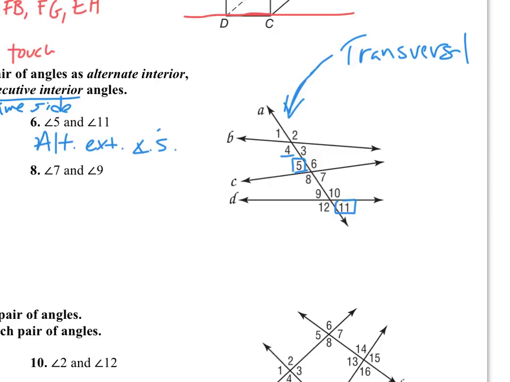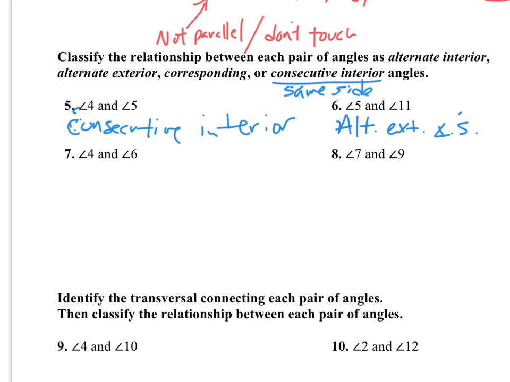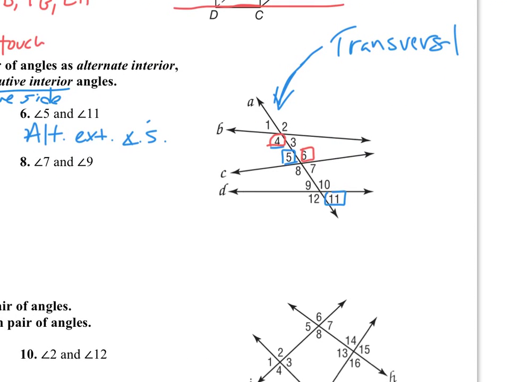All right, let's take a look at angles 4 and 6. Those angles are on the interior in between lines B and C, and they alternate on either side of the transversal. So they're alternate interior angles.